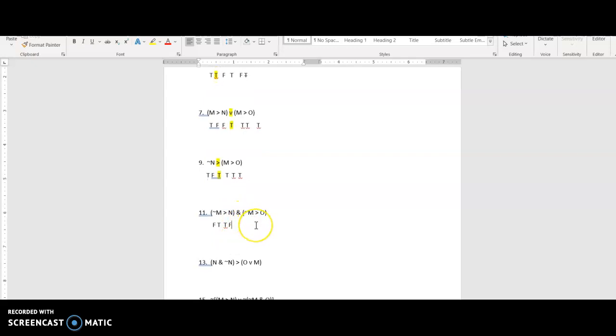All right, now we do the other parentheses. Again, not M is false because M is true. O is true. So again, a false antecedent gives us a true conditional. So now we've got true conditional and true conditional. So true and true gives us a true sentence. Again, the conjunction here is the only operator that's outside of parentheses. So that is the main operator.